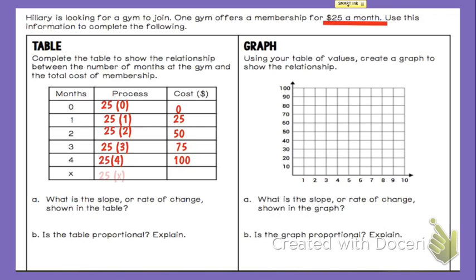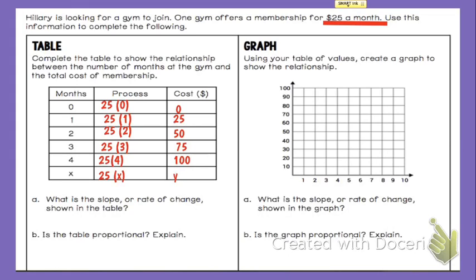If we don't know how many months we want to go, we're going to multiply 25 by x, because x represents the number of months, and y is our total cost. If we don't know how many months we're going to go, we don't know what our total cost is going to be. But if we go for 3 months, our total cost would be $75.